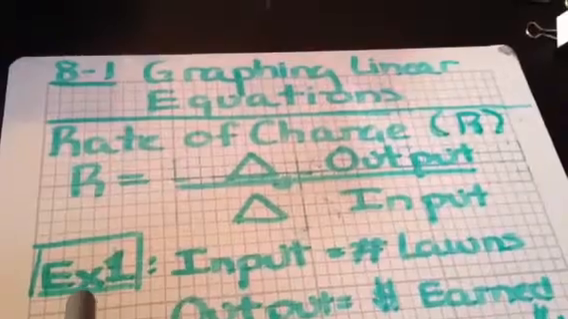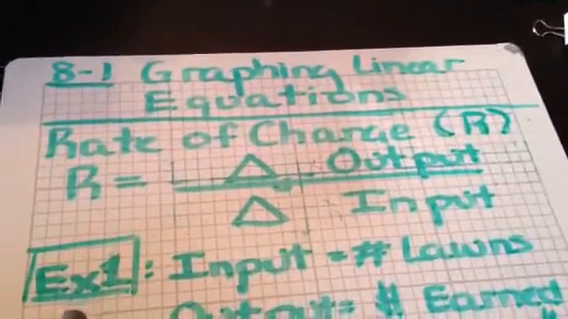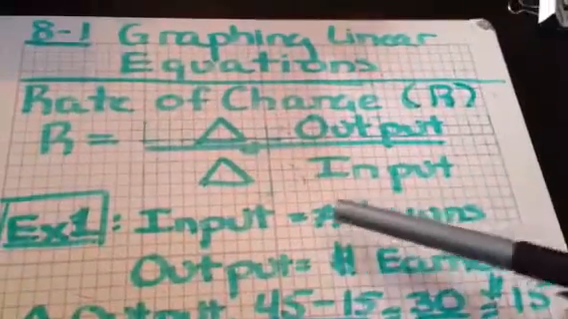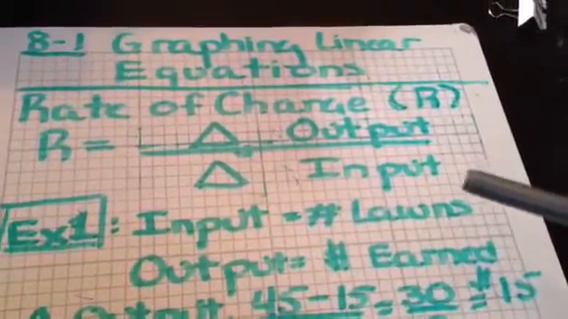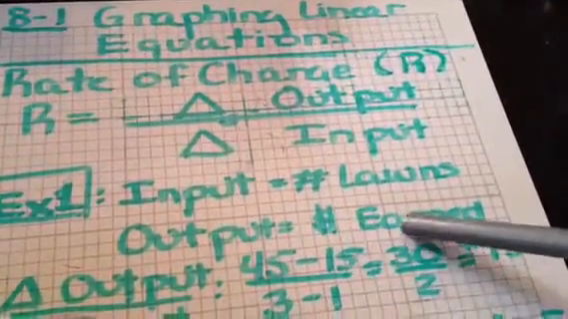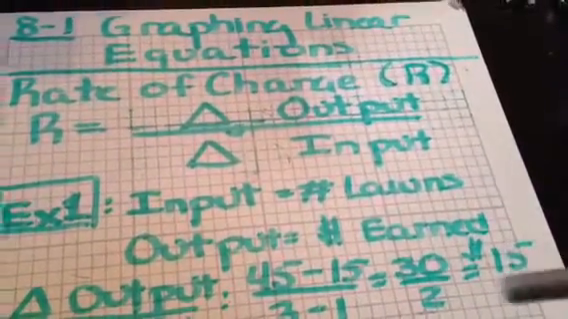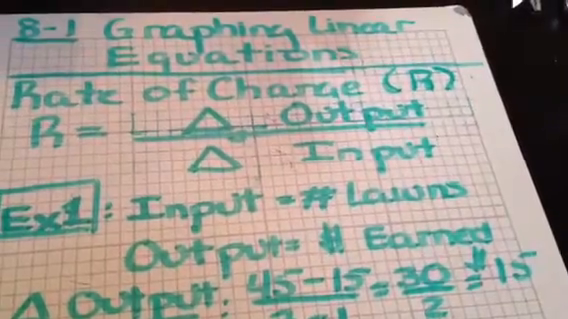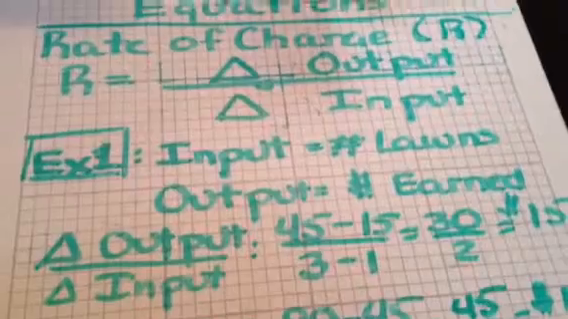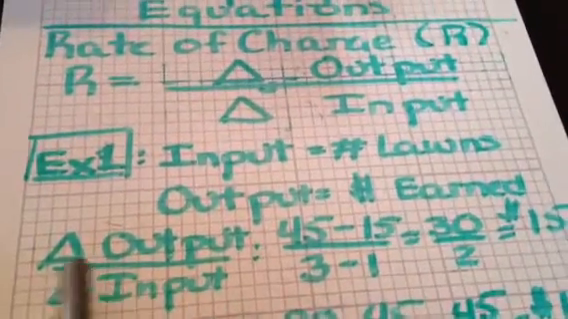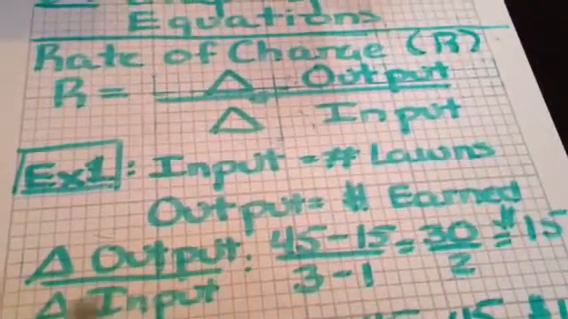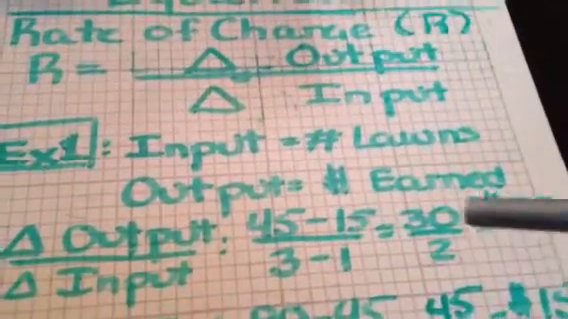If you take a look, page 295, example 1, the input for this is the number of lawns that are mowed, and the output is going to be the money earned. Okay, so Eve is the one who's keeping track of this, and so if she wants to figure out her rate of change between any 2 days, what she does is figures out her change in her output and divides that by her change in her input.